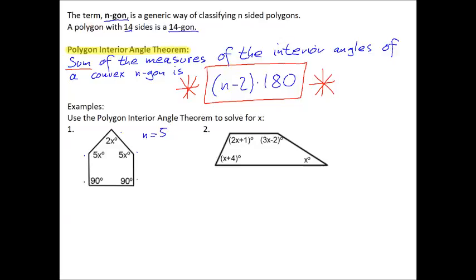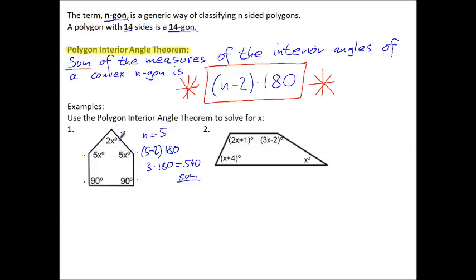Using our polygon interior angle theorem, we can therefore say 5 minus 2 times 180, 3 times 180, which is 540. And that is the sum of all the interior angles. So we know that these 5 measures here have to add up to 540.